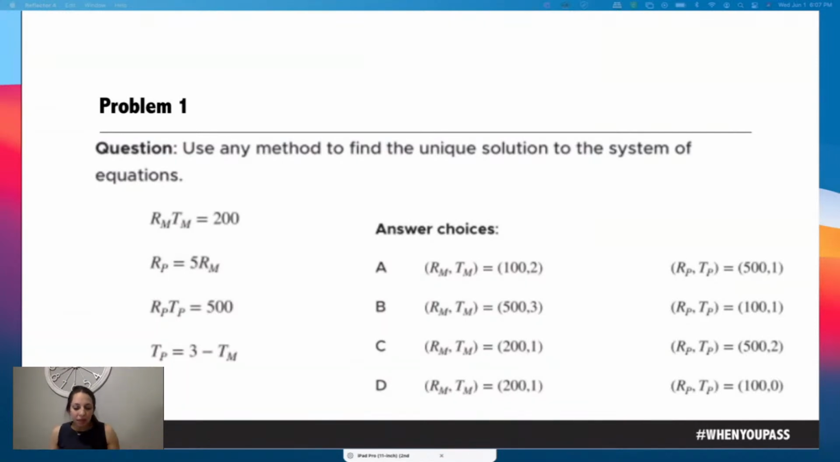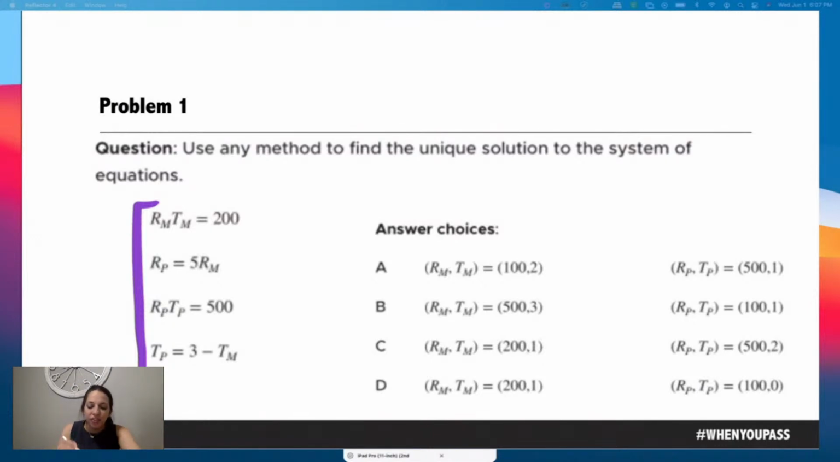All right. Use any method to find the unique solution. So a system of equations is just a set of equations. So we see RM times TM equals 200, RP equals 5 times RM, RP times TP equals 500. That sounds like a Star Wars character. And TP equals 3 minus TM. Now, the first thought that I have when I'm going to solve this problem is I'm going to use substitution. Again, this problem is way above a lot of our friends' content limits, and that's okay. I promise we're going to get to some easier stuff in a minute.